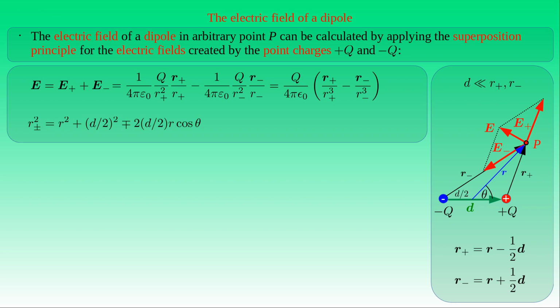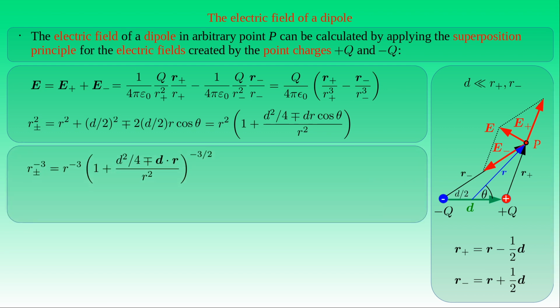We can factor r squared out and we obtain r squared times 1 plus the ratio of d squared over 4 minus or plus d times r times cosine theta to r squared. Now we can write that r sub plus or minus to minus 3 is equal to r to minus 3, times a factor to minus 3 over 2, where the factor is given by 1 plus the ratio of d squared over 4 minus or plus the scalar product of the vectors d and r to r squared.